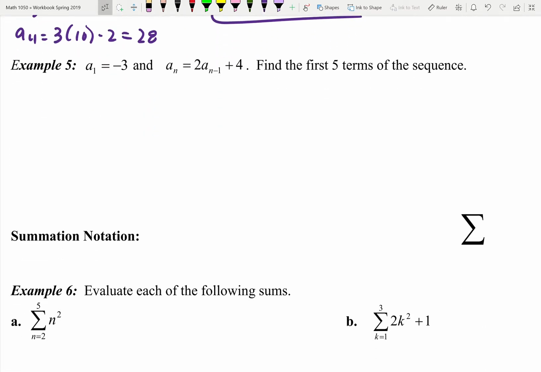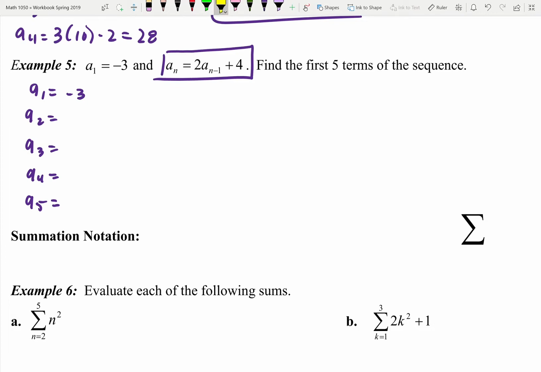Okay, right here. Find the first 5 terms. Same thing. First term, second term, third term, fourth term, fifth term. You know the first one's a -3. The deal breaker on this problem is if you don't know that a sub n minus 1 means the previous term. If you know it, it's easy. You just go 2 times the previous term plus 4. That's a -6 plus 4, which is a -2. Next one, 2 times the previous term, which is a -2, plus 4. That's a -4 plus 4, which is a 0.